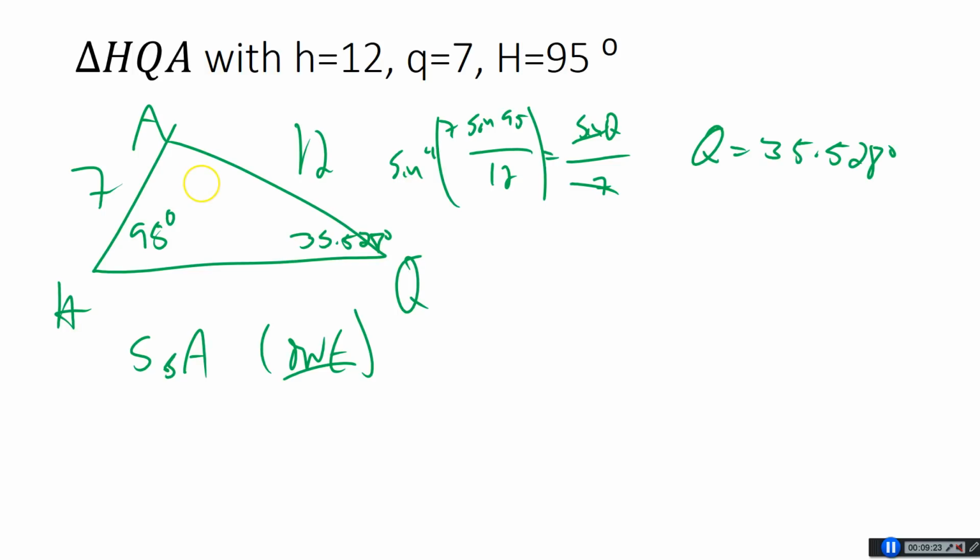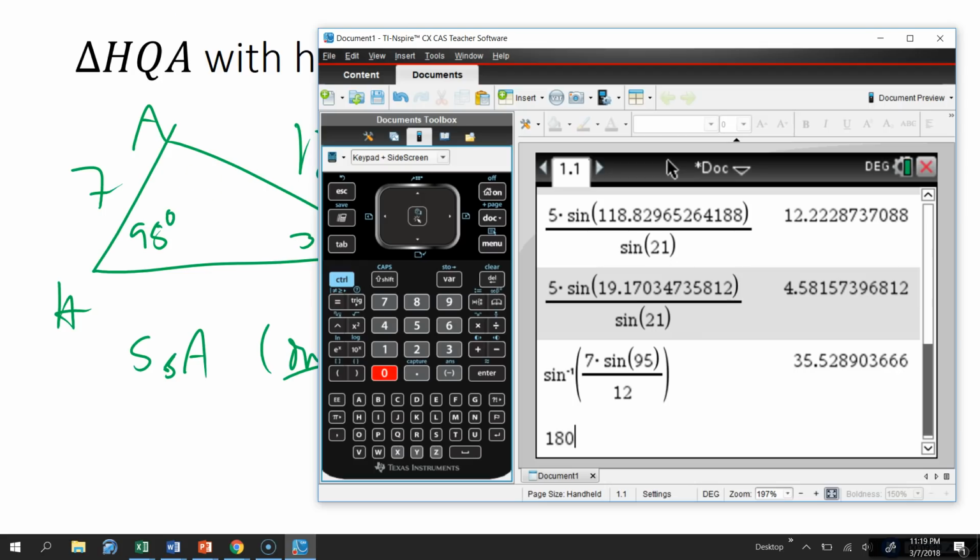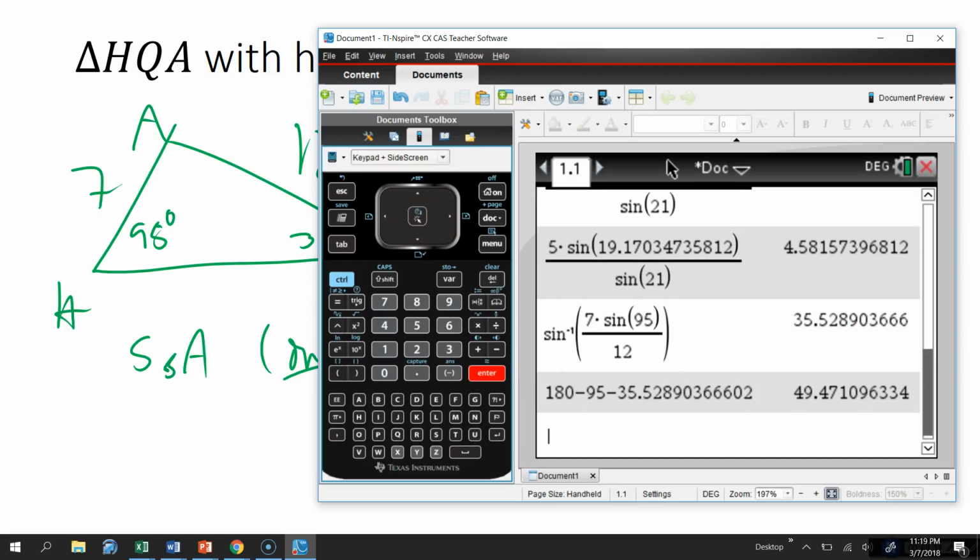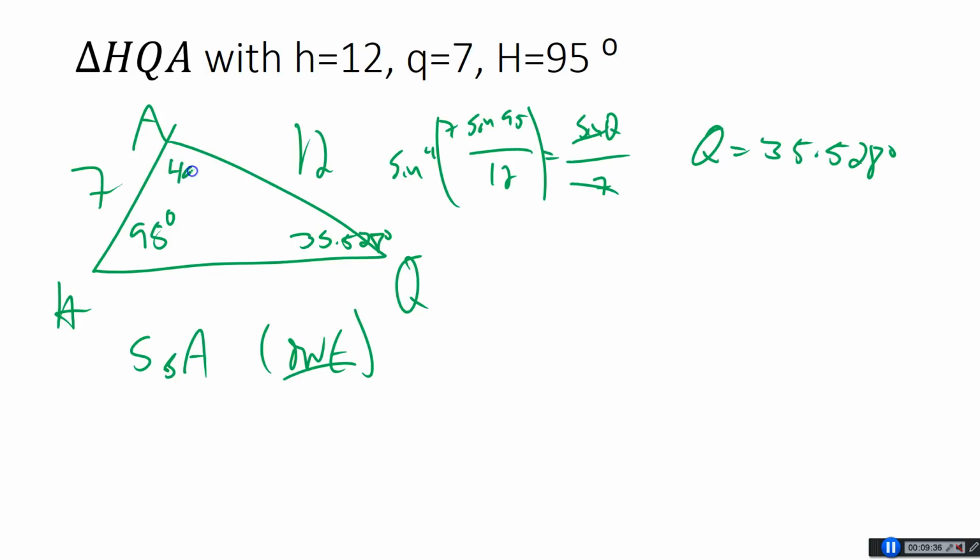Now to find the last angle, we'll just subtract from 180. So we'll do 180 minus 95 minus that answer we just got, not 950, 95, minus that answer we just got. Gives me 49.47. Okay. And so now to find the last side, I'm going to do sine of 95 over 12, the ones they gave me, equal to sine of 49.47, got to use that one, over side, what are we missing, little a.